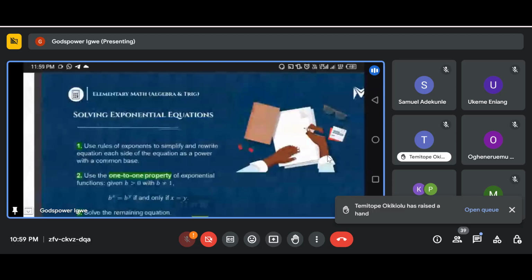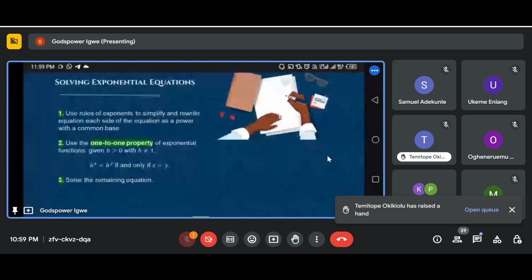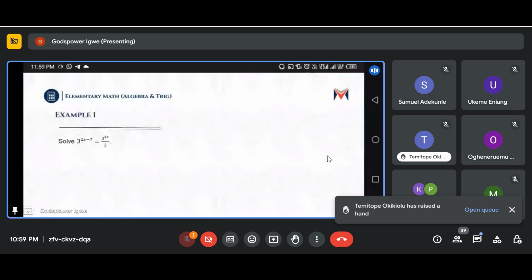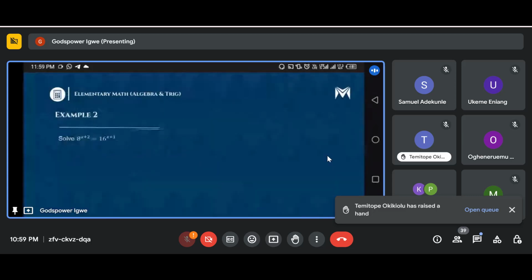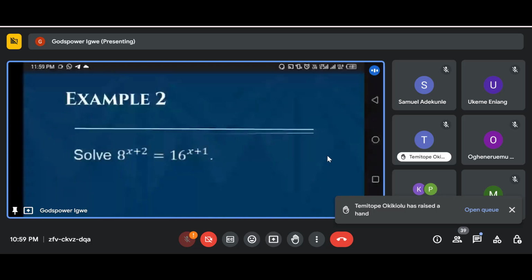Solving exponential equations. All right. Okay, we can do this also just the same way. Solving exponential equations, all these ones are things we've done before, so we can do that. This one too. Let's solve this. Somebody give me this question.